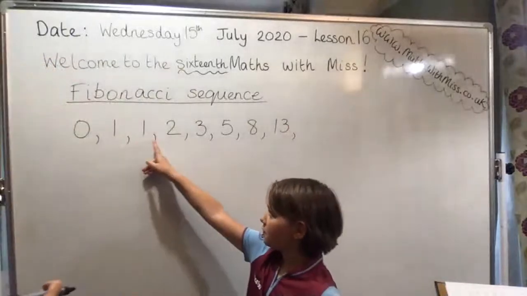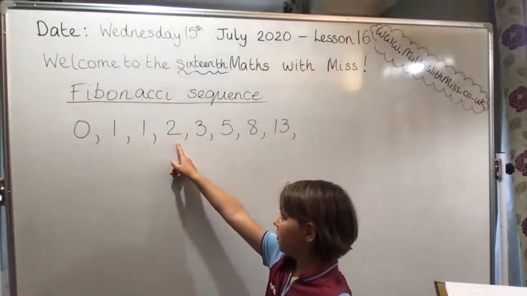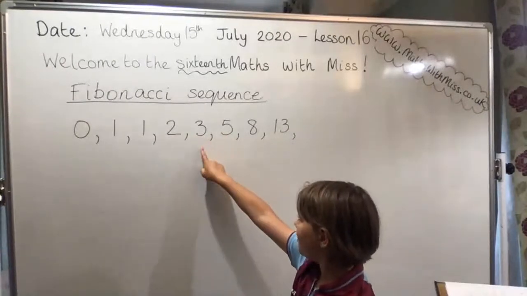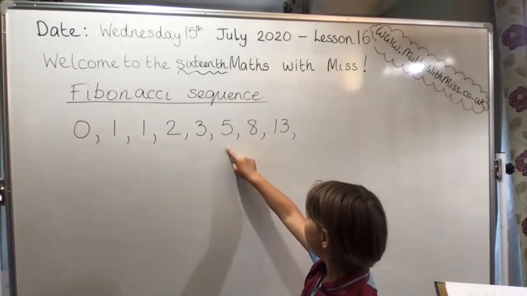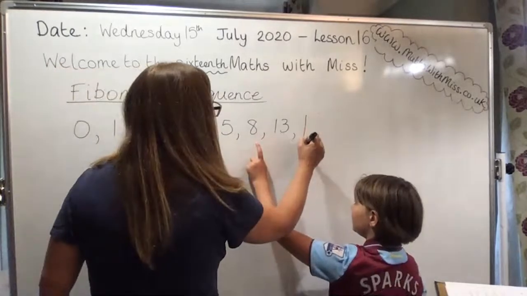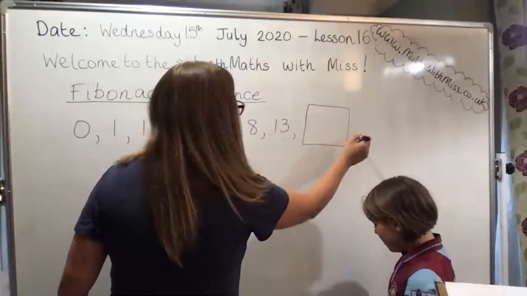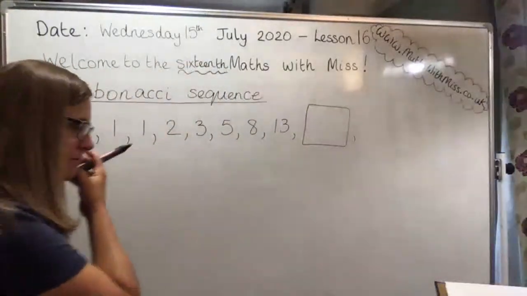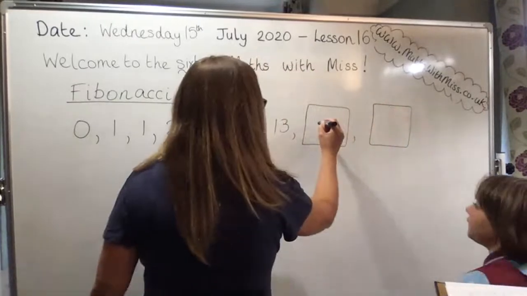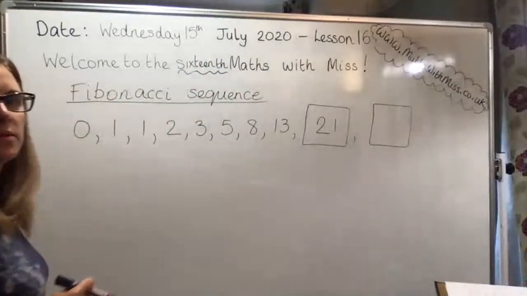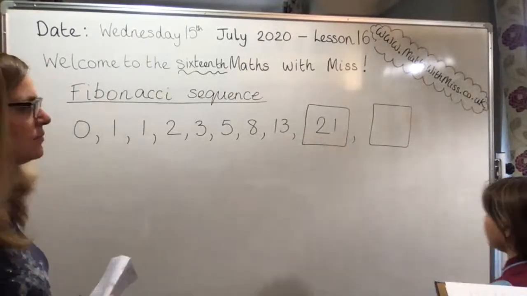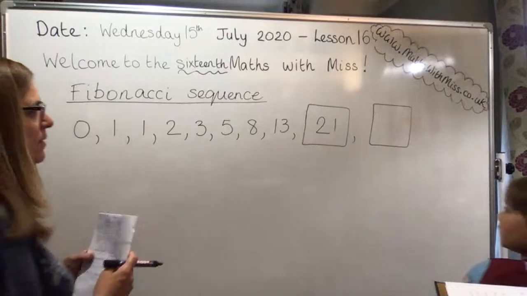0 plus 1 equals 1. 1 and 1 equals 2. 1 and 2 equals 3. 2 and 3 equals 5. 3 and 5 equals 8. And 5 and 8 equals 13. So the next number you need to do 8 and 13. It is 21. And then the number after that, because 13 and 21 equals 34. Well done.